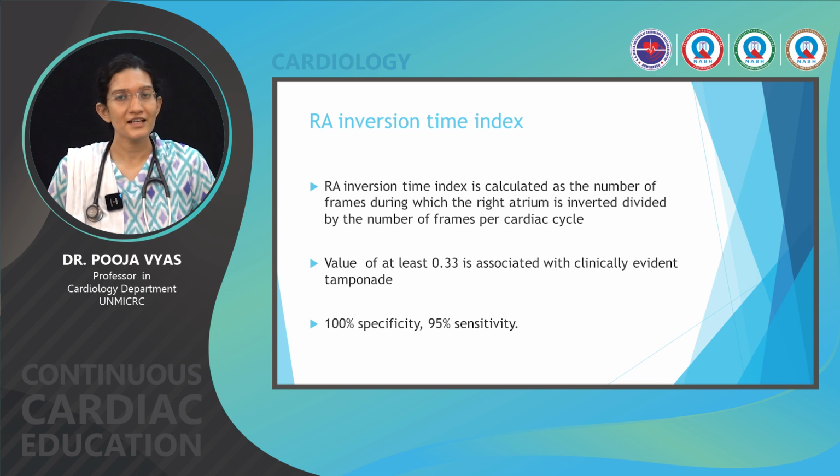And there is also one index which is called the RA time index, and it is calculated as the number of frames during which the right atrium is inverted divided by the total number of frames per cardiac cycle. If it is more than or equal to 0.33, it is considered significant cardiac tamponade, a hemodynamically significant pericardial effusion, and it has 95% sensitivity and 100% specificity.